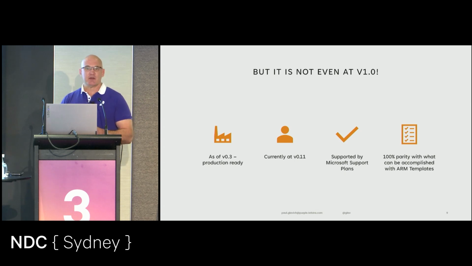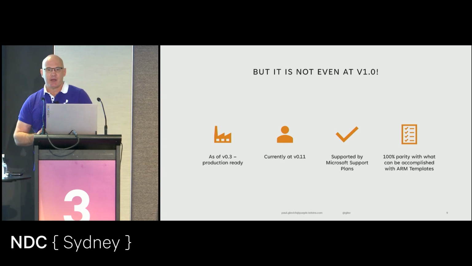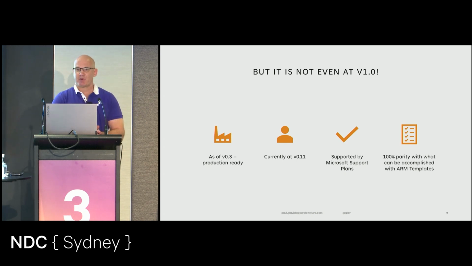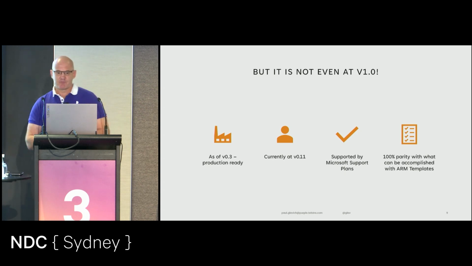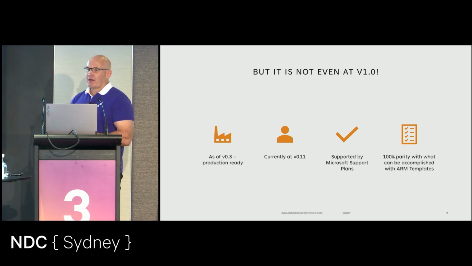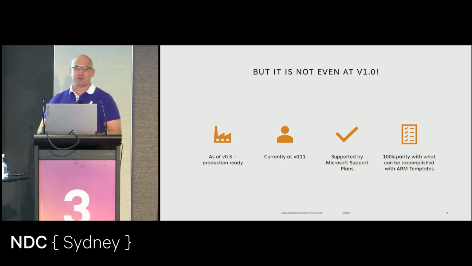The only thing, and again, I'm going to demonstrate this later on, is you can go from ARM to Bicep, Bicep to ARM, and even if something's not explicitly supported in Bicep, you can still use Bicep to produce ARM templates to deploy. It is 100% parity with what can be accomplished with ARM templates. It's supported by Microsoft plans, and I guess the main point here is, certainly in my opinion, in Microsoft's opinion, and eventually at the end of this, hopefully in your opinion, it's going to be safe to use for production, even though it's not at version 1.